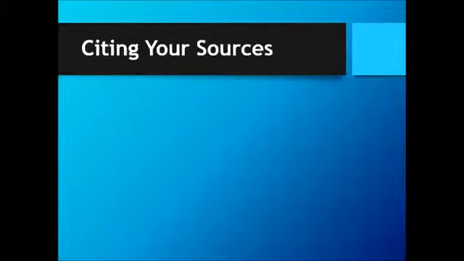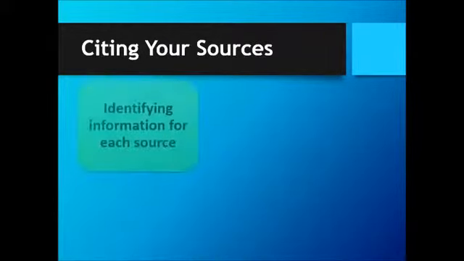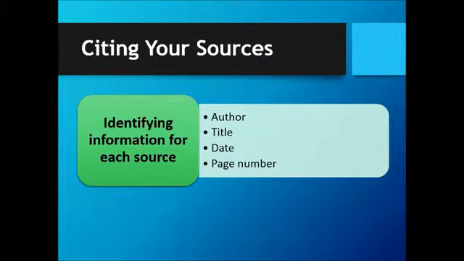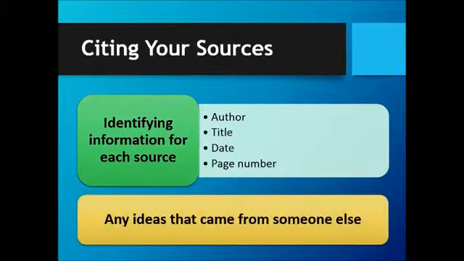To avoid plagiarizing, it's extremely important to cite your sources as you're doing your research. For each source, record details such as the author, title, date, page number, etc. This will help the person reading your paper to find the source later. You need to cite all information that is not your original thought or common knowledge. When in doubt, it's better to be safe than sorry.